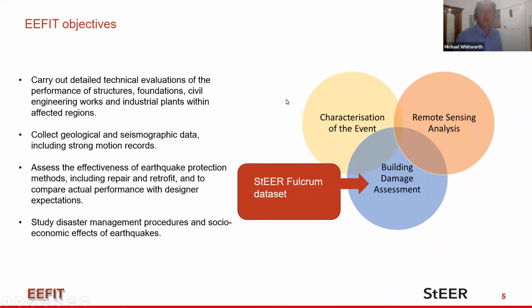So we've used this as a study to try to understand how we can support rapid assessments and utilize some of these techniques going forward. And then that all fed in through the STEER Fulcrum data set, which Tracy will talk about, looking at how we could assess remotely different building damages and come to some conclusion about those events, with the aim of looking at the interlink between these different assessments and data sets.